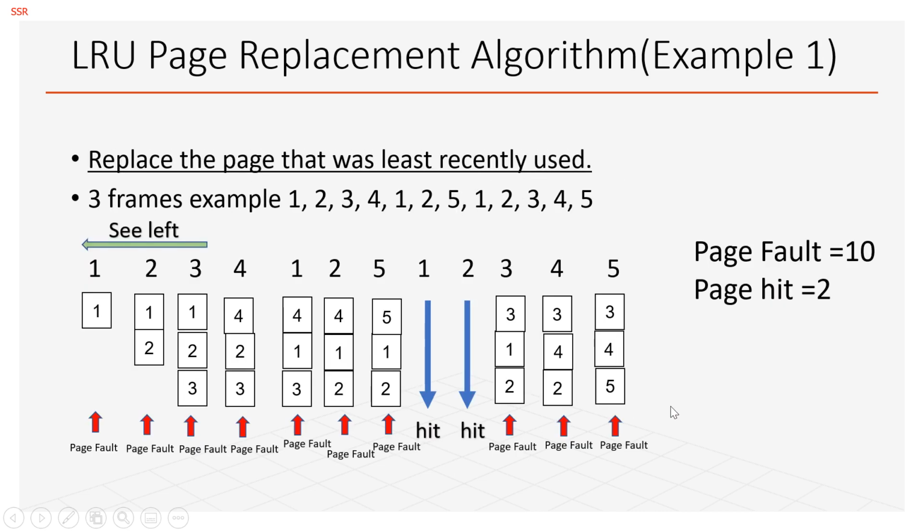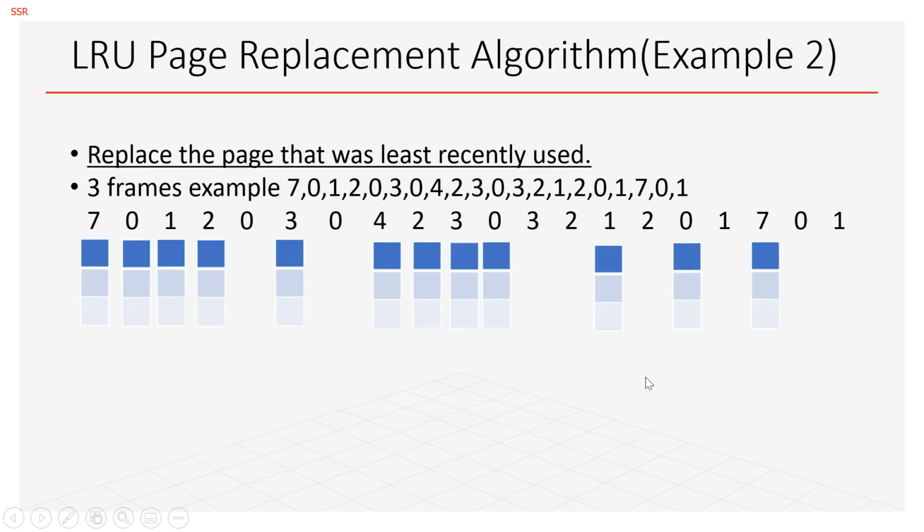We already know what is a page fault and a page hit. Page fault is nothing but that the particular page which the processor is requesting is not in the main memory and it has to be brought to the main memory for processing. And what is a page hit? This particular page is already present in the main memory. It need not be brought in again. So it is a hit or a page hit. We will see one more example.